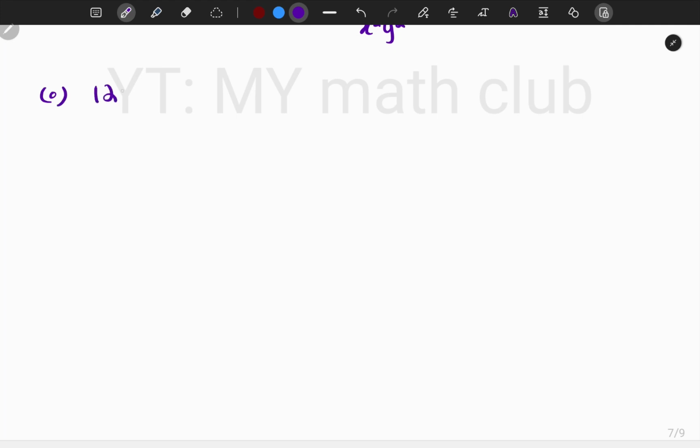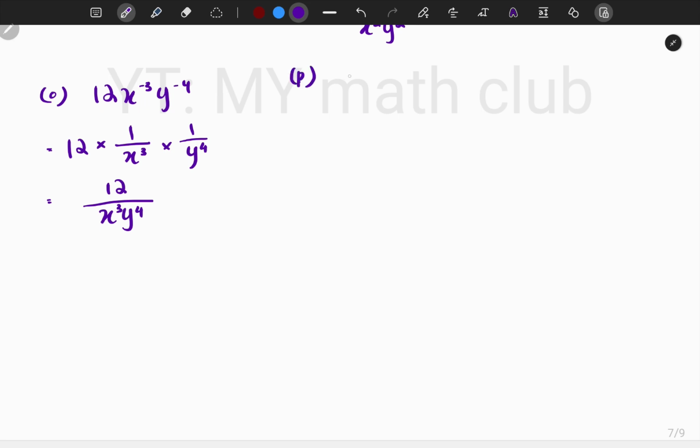Question O. 12x to the power of negative 3, y to the power of negative 4. All of this is the same as the previous one, and you should be able to get 12 multiplied by 1 over x cubed multiplied by 1 over y to the power of 4. And then from there, you can simplify everything. 12 divided by x cubed y to the power of 4.